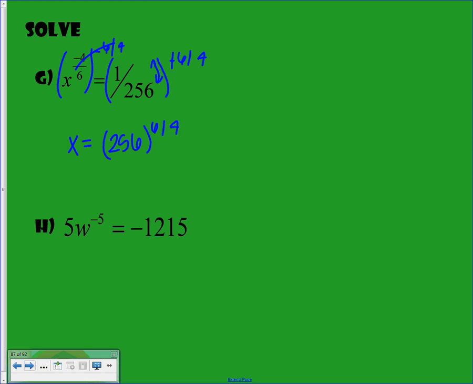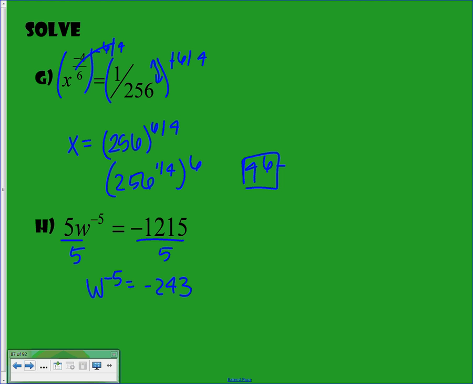Okay, that's going to make that 256 to the 1/4 and then to the 6th. Well, what to the 4th is 256? That's 4. And then 4 to the 6th is not on your sheet, so I would just leave that as 4 to the 6th. Okay, there's a lot of steps here. It's not that bad if you just go one by one. Okay, example H, I'd have to divide by 5 first. So then I have w to the negative 5 equals negative 243.